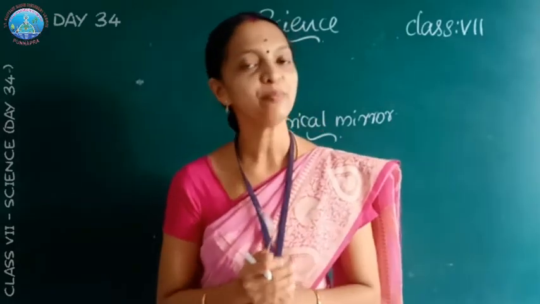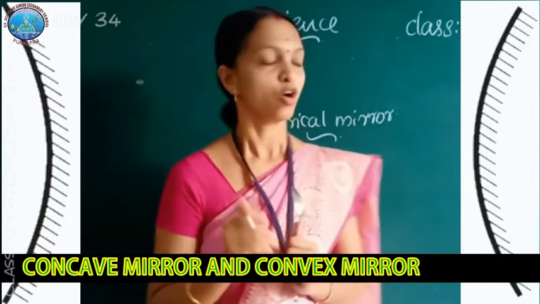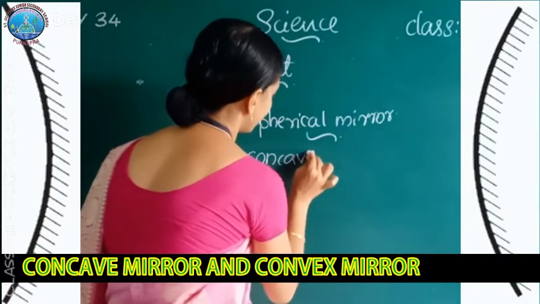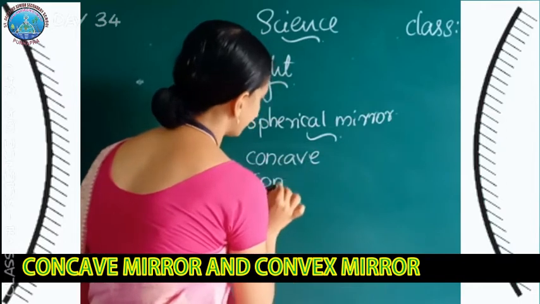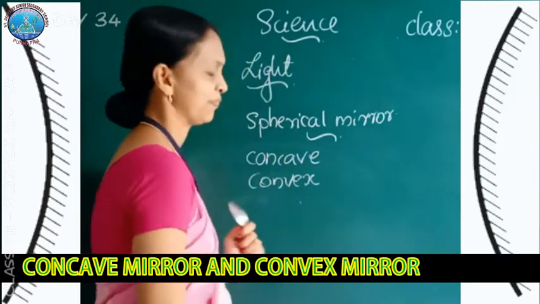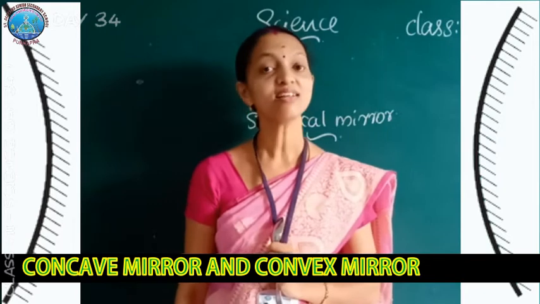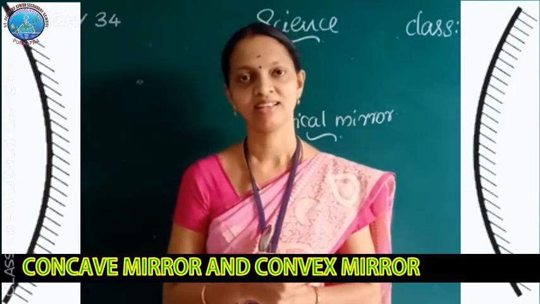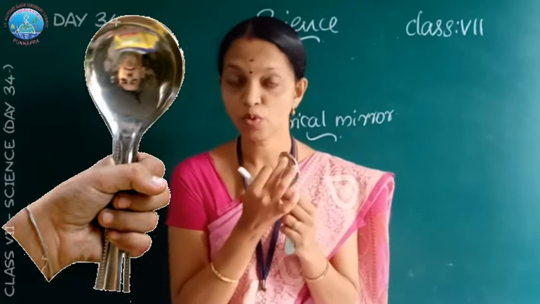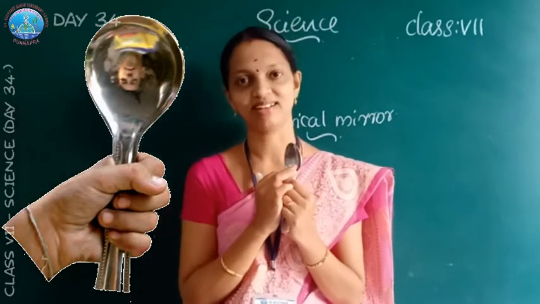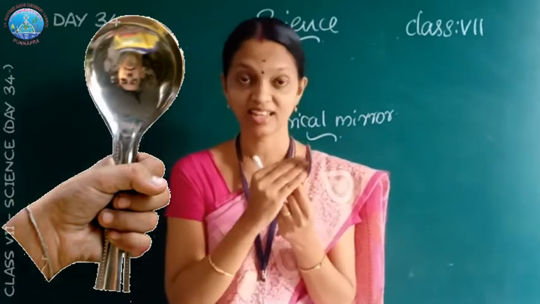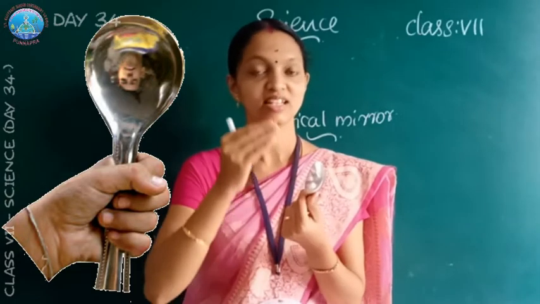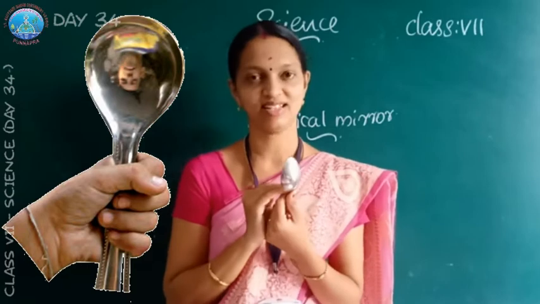Okay. The spherical mirrors are of two types: concave mirror and convex mirror. The inner surface of the spoon acts as a concave mirror. The image is real and inverted. That is, the image is shown the same size.